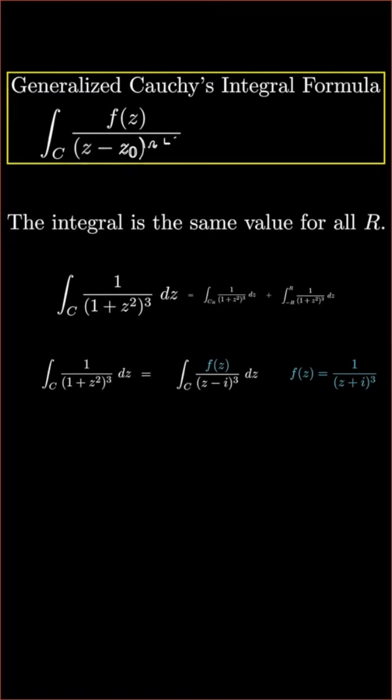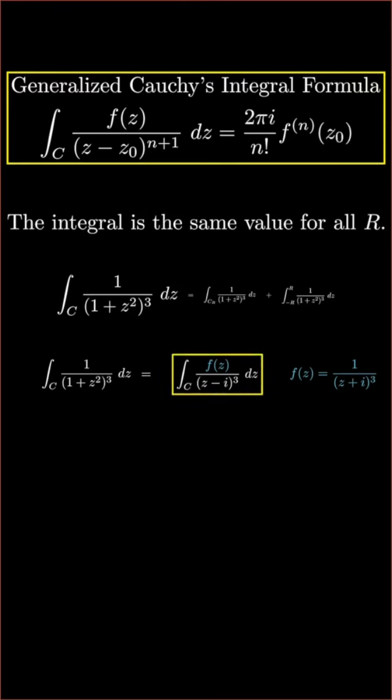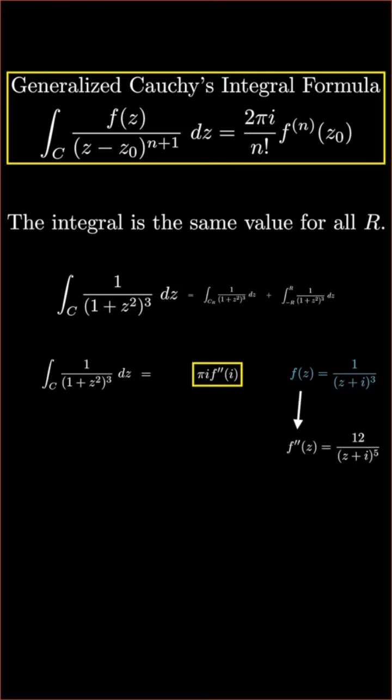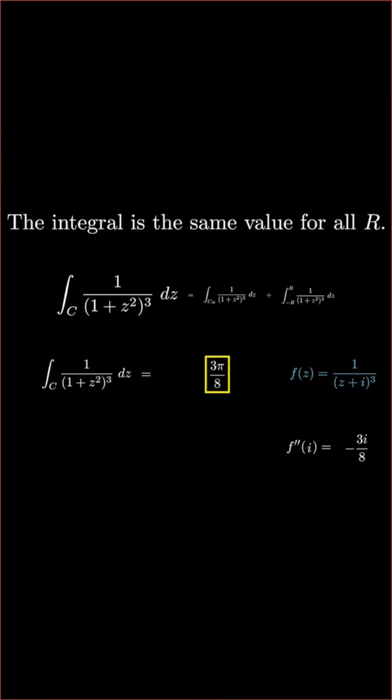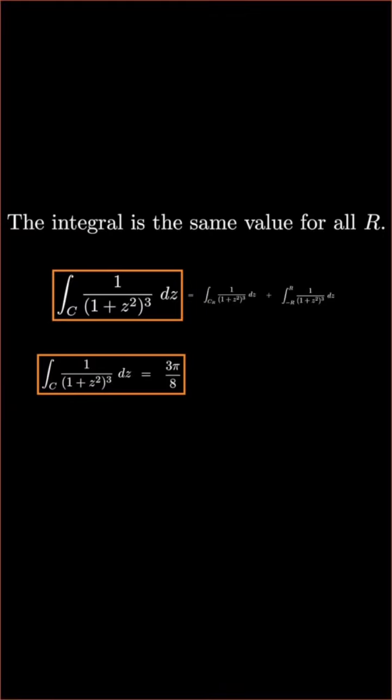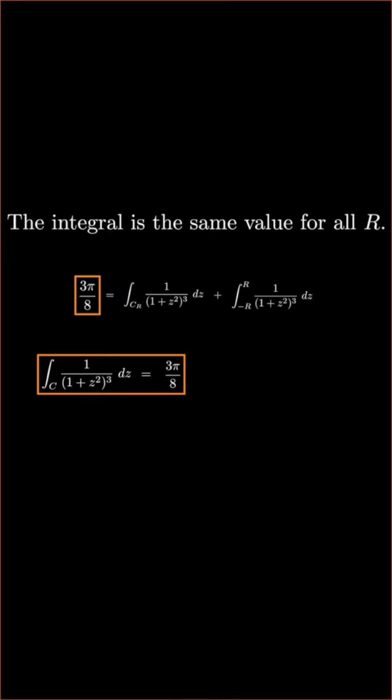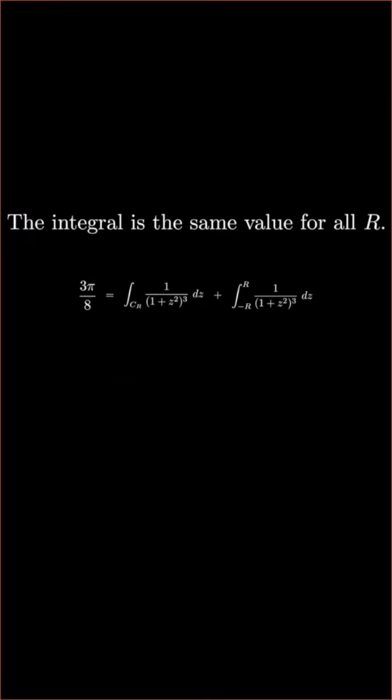Now we can apply the generalized Cauchy integral formula. The third power of z minus i in the integral corresponds to evaluating the second derivative of our function f at i. And thus we've shown that the value of the integral over the semicircle of radius r is 3 pi over 8. Now I made a mistake here saying the same value for all r. I really want to make sure that i is within the semicircle, so r should be any number that's bigger than 1. As we let the radius of the semicircle grow, we've shown the value of the integral over the whole semicircle is 3 pi over 8.